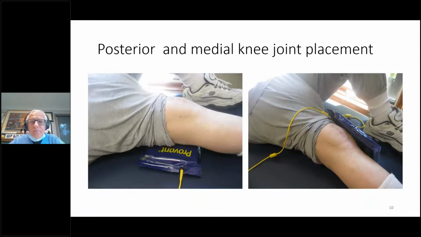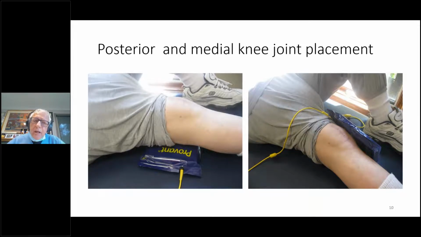Now, for those of us that have used Provant and pulse electromagnetic fields in general, we know that positioning is very important, and positioning determines the actual exposure to the target tissue. So what I have shown here is the Provant pad being placed under a knee, and in this patient, he had a total knee done as well as a ruptured patellar tendon. So lots of extensive work on that particular knee.